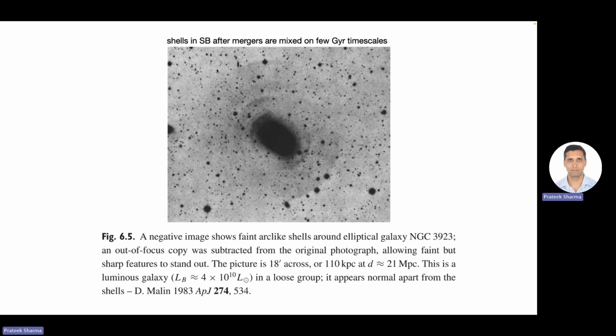This is another example. So you see a negative image of faint arc-like shells around elliptical galaxies. This is an elliptical galaxy, and what you've done is you take an out of focus image, which is basically a smoothed image, and if you subtract them, you enhance these features, right? These are some sort of shells in stellar density, and these are understood to be remnants of a merger or something. So you have excess density of stars here.